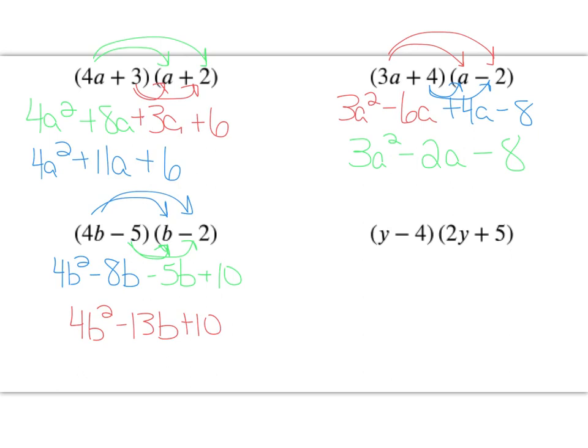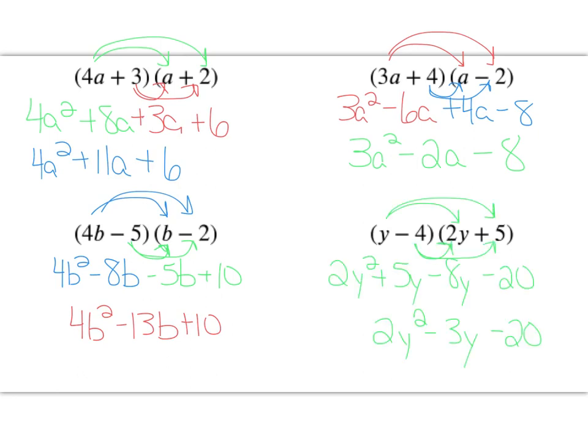Okay? All right, now let's multiply the two binomials y minus 4 and 2y plus 5. Pause the video, do the distributive property, combine your like terms, and give your final answer. When I distributed, I ended up with the terms 2y squared plus 5y minus 8y minus 20. When I combined my like terms, my final answer was 2y squared minus 3y minus 20. Okay, that is how you multiply binomials using distribution.